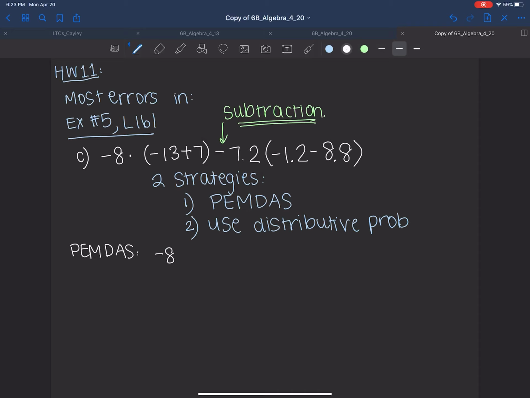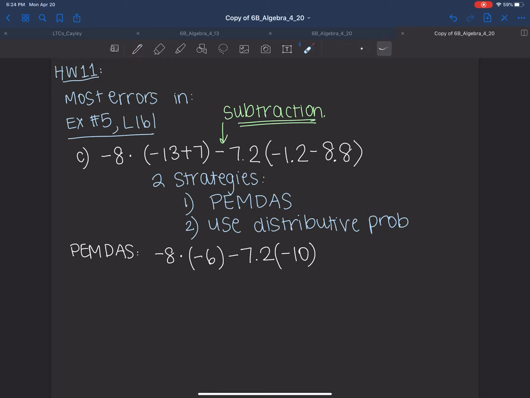Okay, so parentheses, there are two sets of them that we can do at the same time. This minus 8 we don't touch. And then we have minus 13 plus 7, which is minus 6. The minus 7.2 we don't touch. And then we have minus 1.2 plus 8.8, which is minus 10.